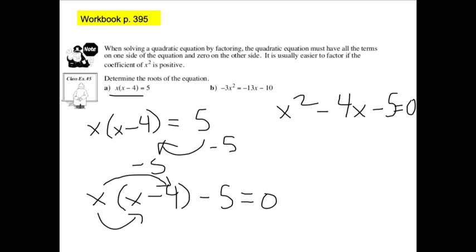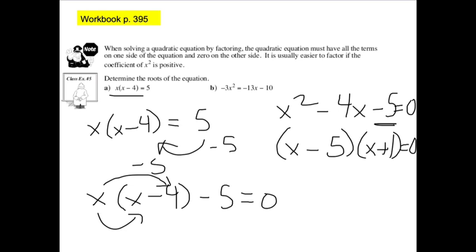Alright, so we got to factor it. What adds to give you negative 4, but multiplies to give you negative 5? Since this is negative, then you're going to have a positive and a negative answer. So this is going to be x minus 5, and it's going to be x plus 1, because negative 5 times 1 is negative 5, and negative 5 plus 1 is negative 4.